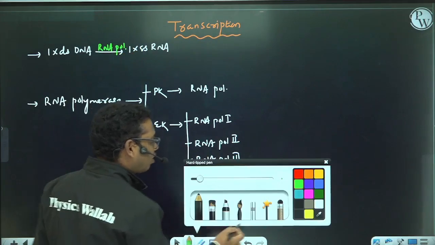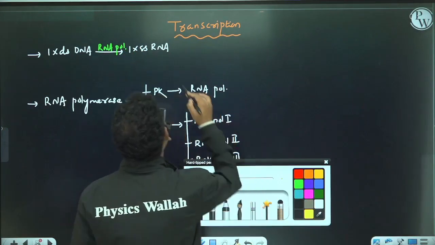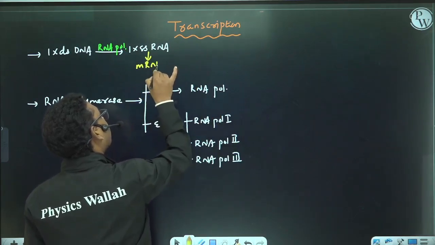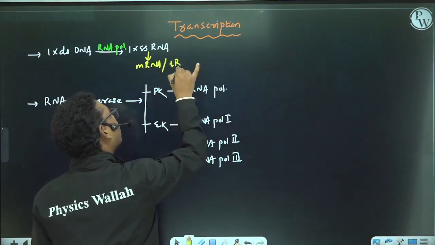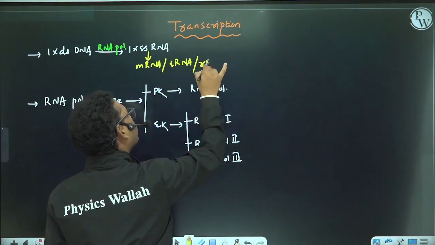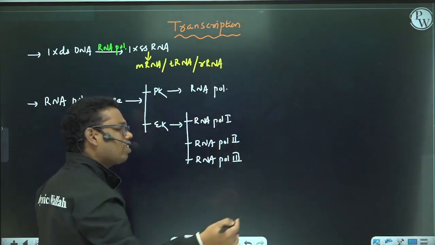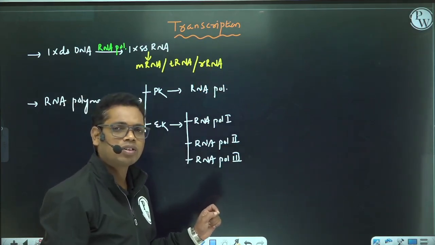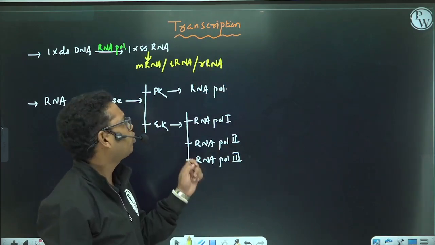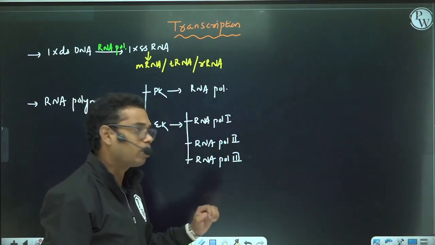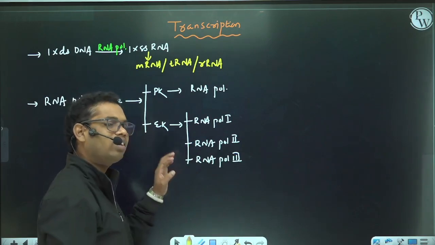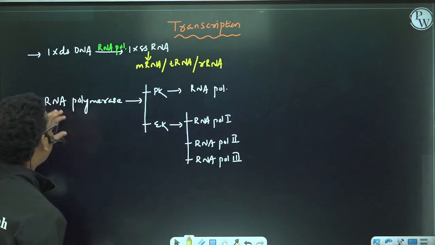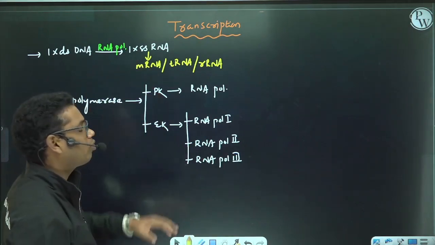The RNA formed by the process of transcription can be messenger RNA, transfer RNA, or ribosomal RNA. Many students think that transcription is the formation of mRNA only from DNA. No, formation of rRNA, formation of tRNA, whatever RNA you form from DNA, the process is transcription.